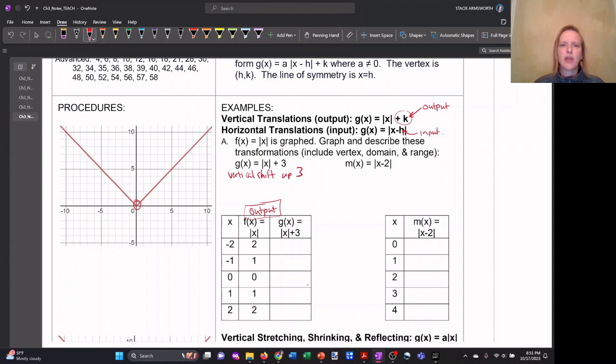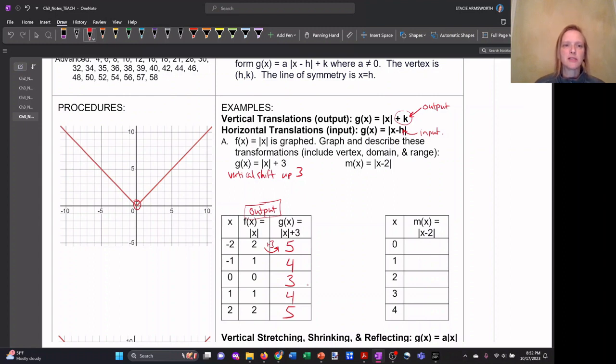I've got a data table here for us to plug in values. If x is -2, the absolute value of x is 2, but then if I add 3 to that, that gives me a value of 5. If I start with -1, the absolute value is 1, but then I add 3 and I get 4. Starting with 0, I add 3. Starting with 1, adding 3, I get 4. 2 plus 3 equals 5. So notice that I'm just taking my original output value and I'm adding 3 to it.